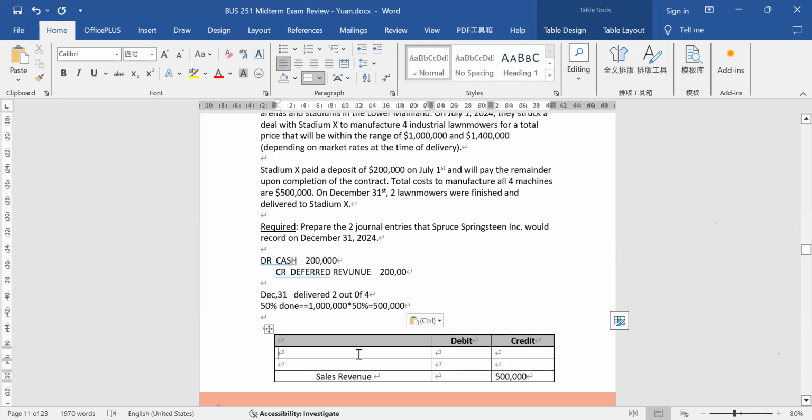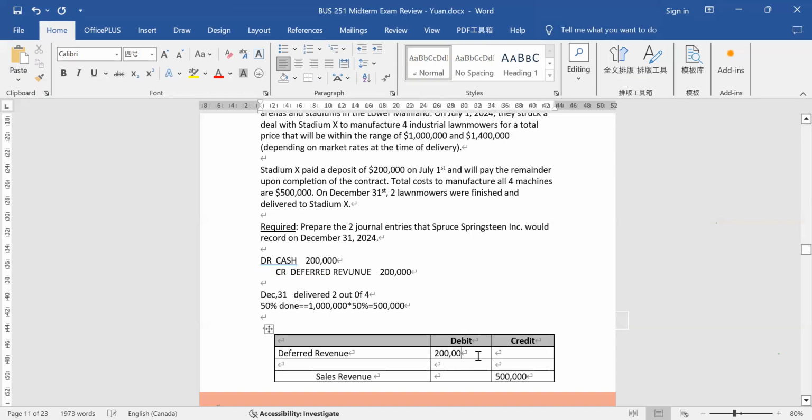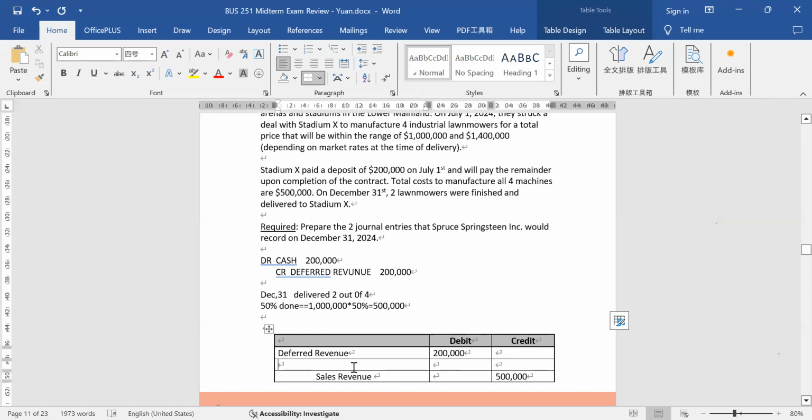But we know that a part is already booked in deferred revenue. So we put deferred revenue here. How much do we have? We have this amount, the one that we previously booked. And the other part should go into accounts receivable, because Stadium X hasn't paid us yet, right? We just delivered our product, and we are expecting that they will pay us in the future. This is accounts receivable. And then you just do the math, what is left? 300,000.